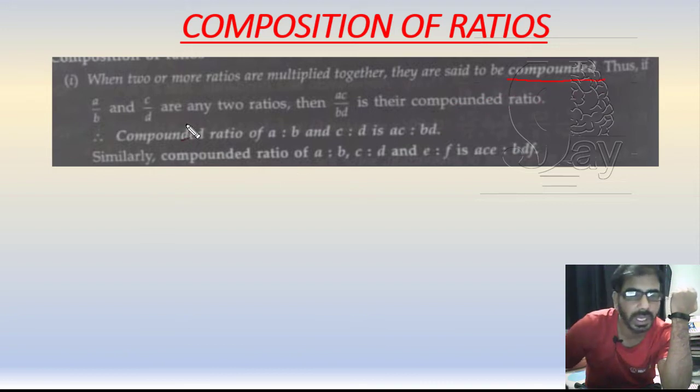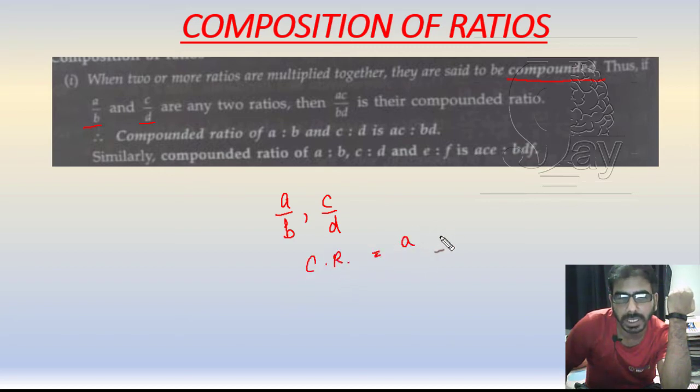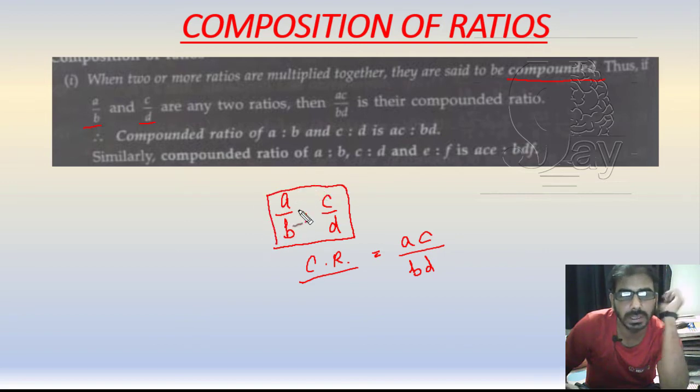So if you have a by b and c by d, two ratios, what is the compounded ratio? We multiply the numerators in the numerator part and we multiply the denominators in the denominator part. So ac by bd is another ratio, and this ratio is known as the compounded ratio for those given ratios. I hope that's clear.